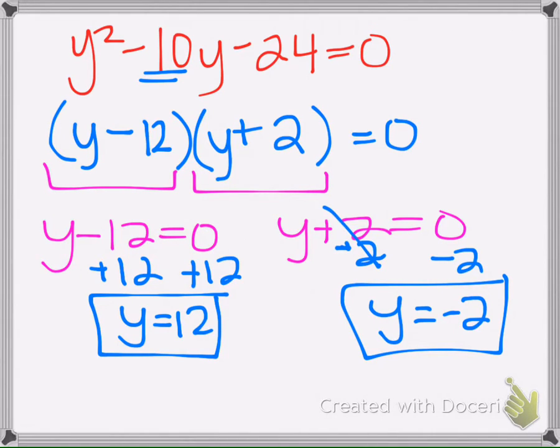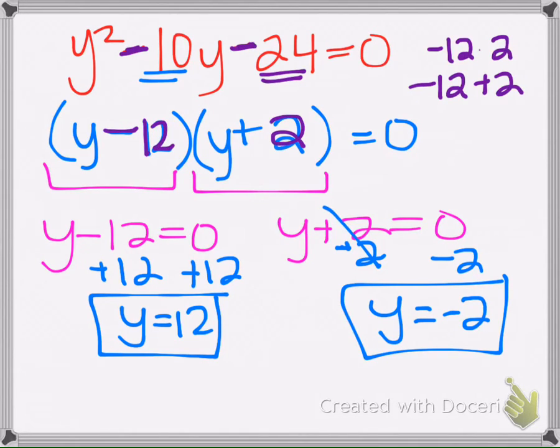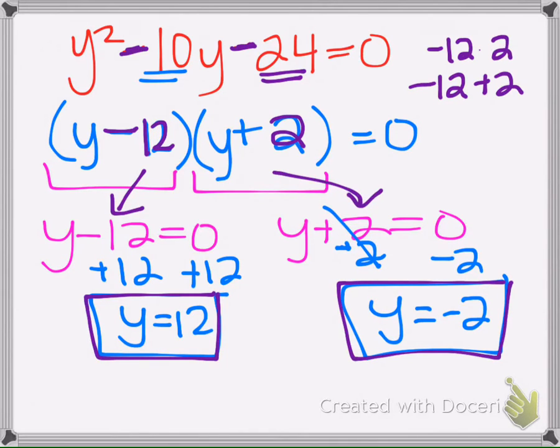Okay, so then we have this equation, and if we want to solve by factoring, we would need to think of what multiplies to negative 24 and adds or subtracts to negative 10. So negative 12 times 2 and negative 12 plus 2 would work. So that's what we put into our factored form here. And then we set each factor equal to 0, and that's how we get our positive 12 and our negative 2 using factoring.